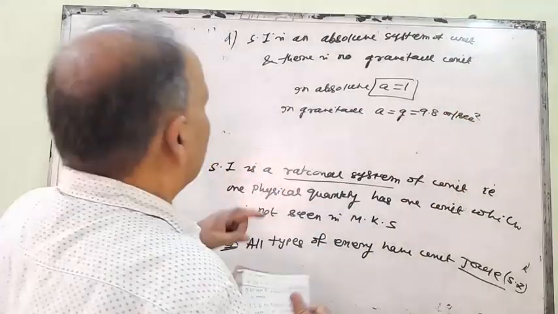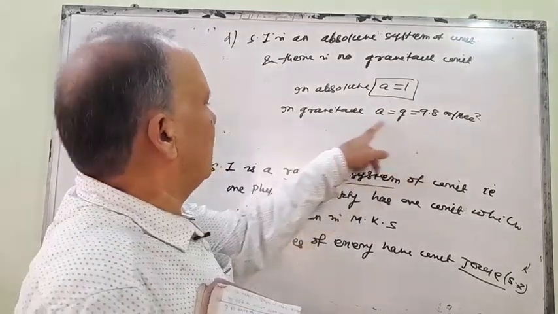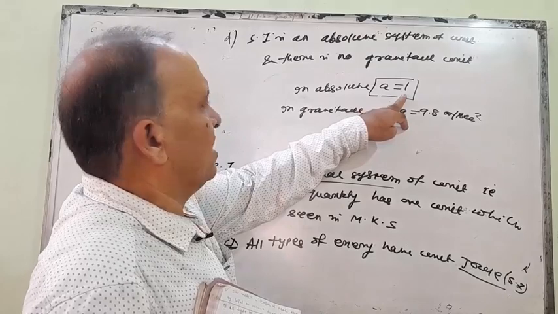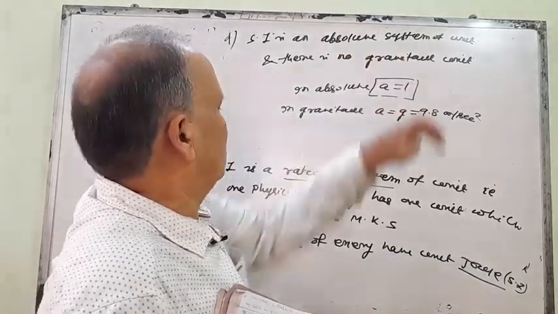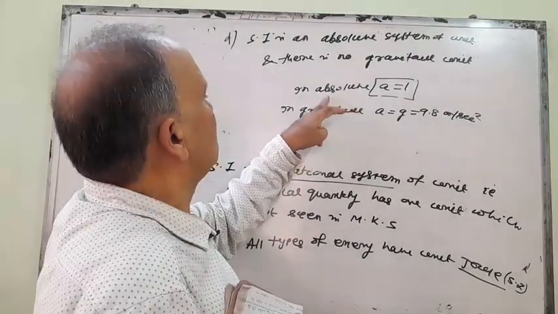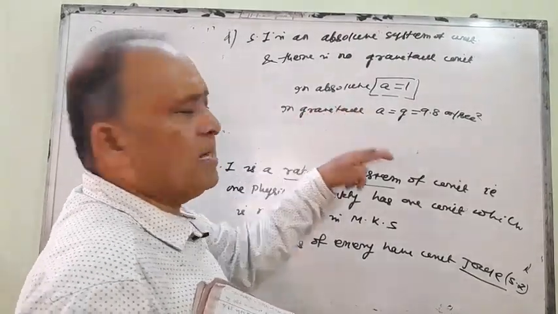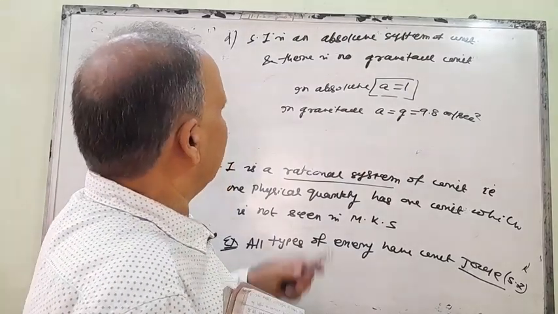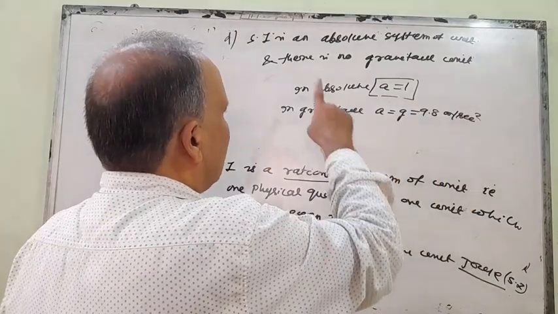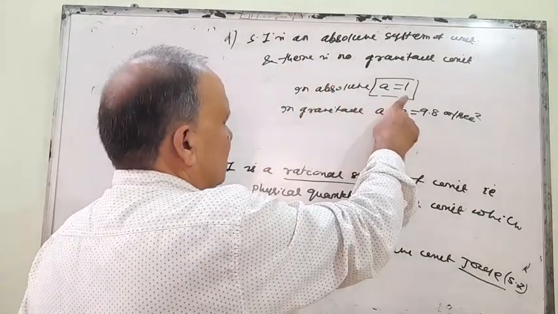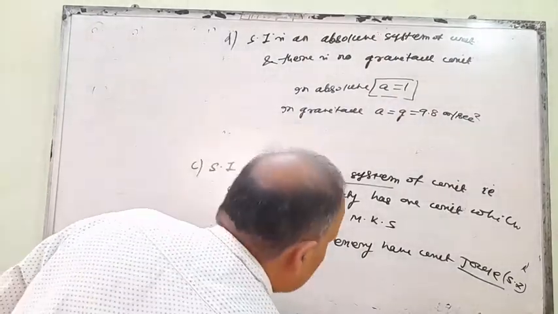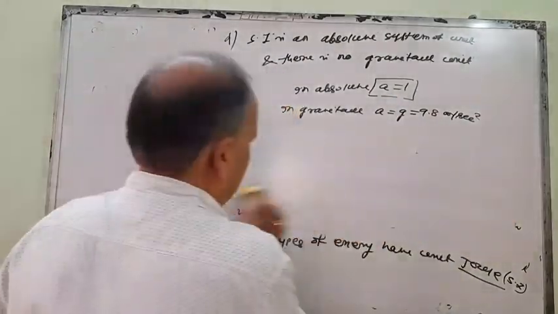You see, in SI, there is no gravitational unit. In all cases, your acceleration is taken as 1. This is the absolute system of unit. But in MKS, force has 2 units. One is absolute unit, another is a gravitational unit. But in SI, there is no gravitational unit. All are absolute units, and in this case, your acceleration is always taken as 1. These are the major differences between MKS and SI.